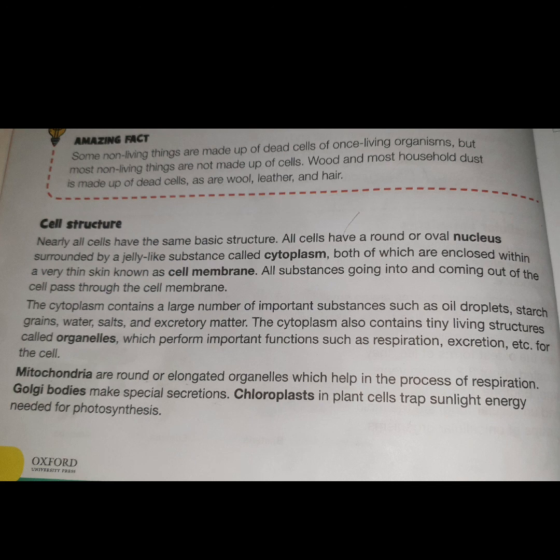The cytoplasm contains a large number of important substances such as oil droplets, starch grains, water, salt and excretory matter. Now we are told about the composition of the cytoplasm, that it is made up of water, oil droplets, starch grains, salts. Excretory matter is also present in the cytoplasm and it is expelled out of the cell after passing through the cell membrane.